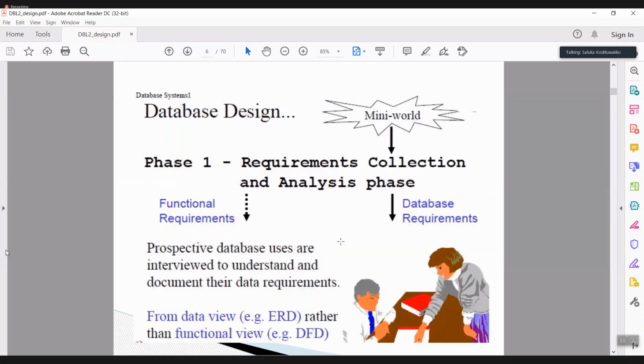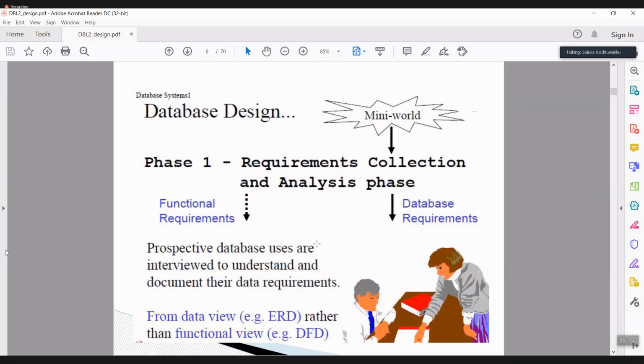Let's start with the requirement gathering part. We start with a particular mini-world, and starting with the mini-world, we gather the requirements. This requirement may have 2 parts. The functional requirements may be there, and then the database requirements may also be there. Some of them are database relevant, others are application or functional relevant.